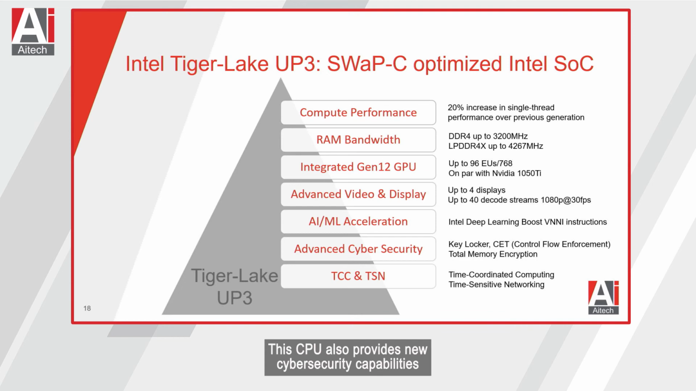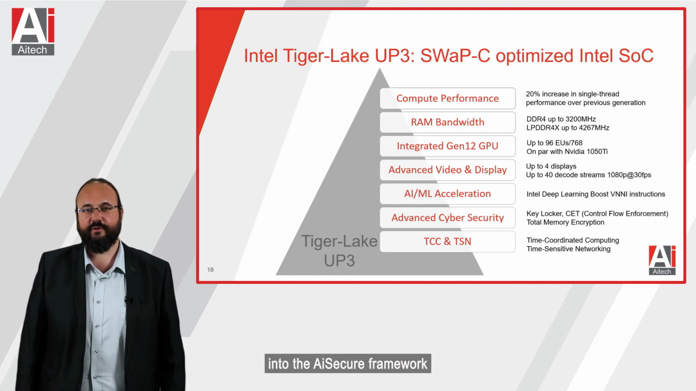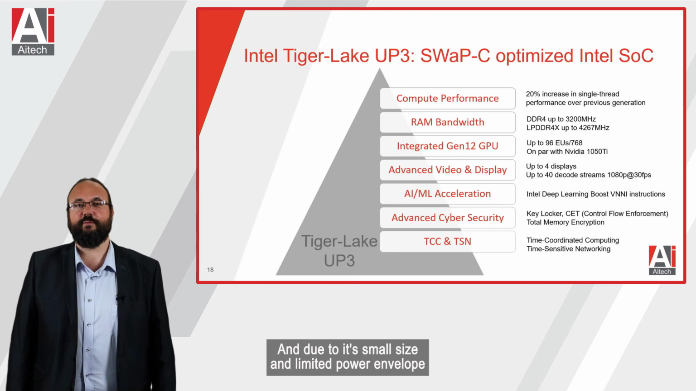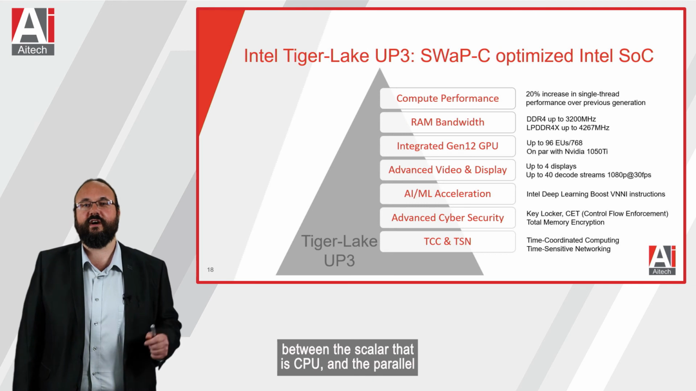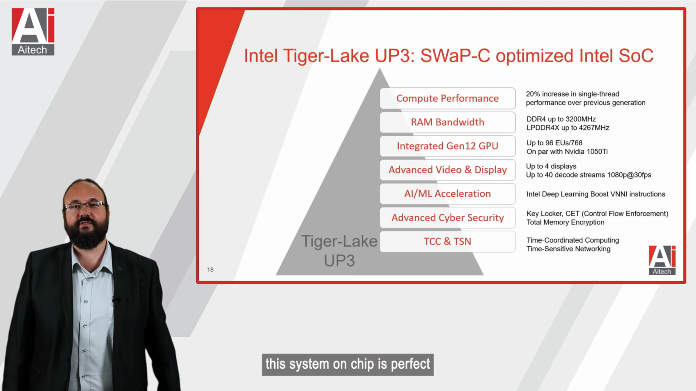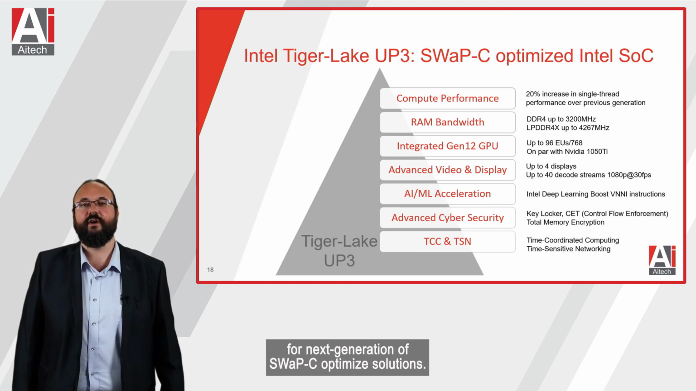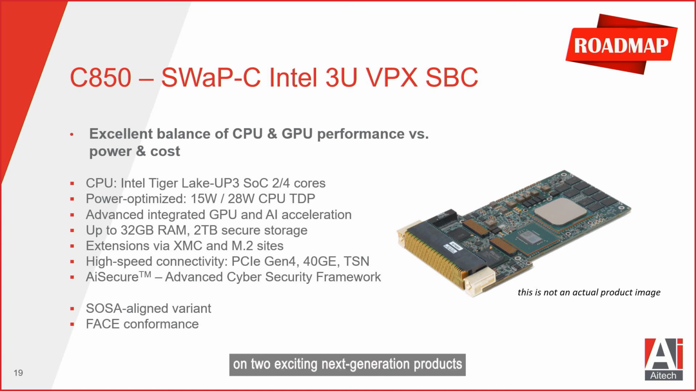This CPU also provides new cybersecurity capabilities for better protection of keys and memory contents, as well as protection against flow control-based attacks. These new capabilities will be fully integrated into the iSecure framework. And due to its small size and limited power envelope, while still providing an excellent performance balance between the scalar, that is CPU, and the parallel, that is GPU processing capabilities, this system on chip is perfect for next generation SWaP-C optimized solutions.